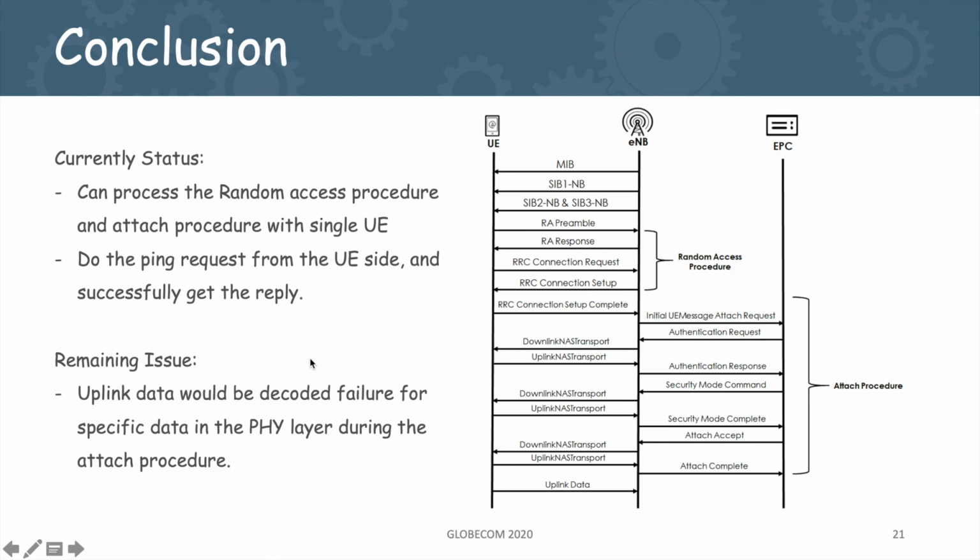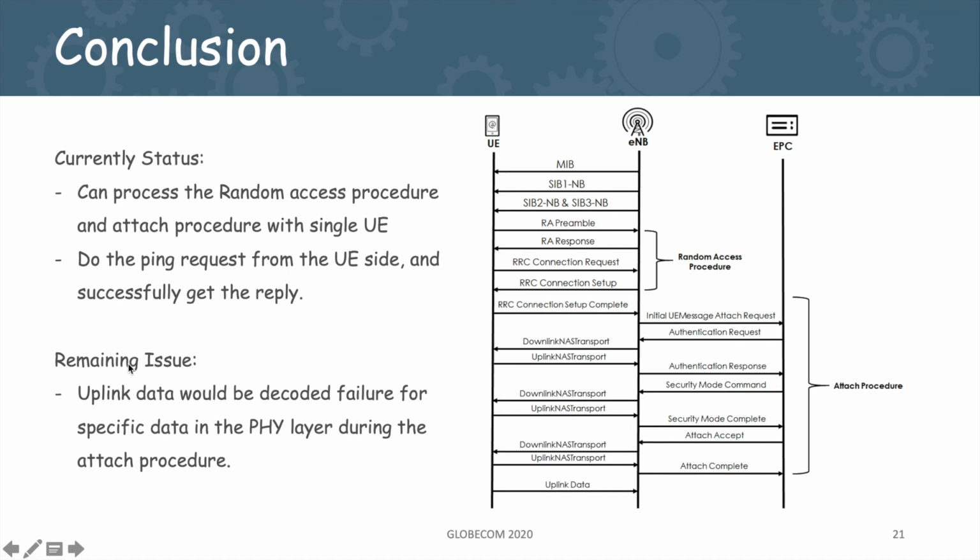Finally, this is the conclusion for today's presentation. From the previous video, we can see the base station can successfully pass the random access procedure and attach procedure. After the attach procedure, we can also do the ping request from the UE side and successfully get the reply from the core network.